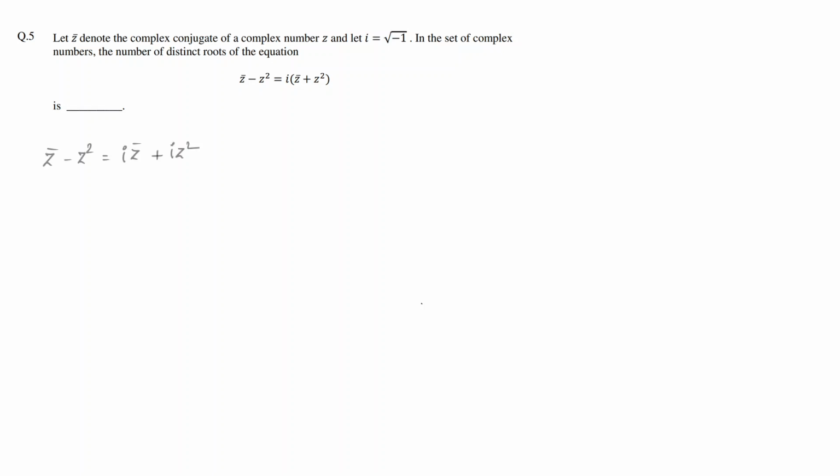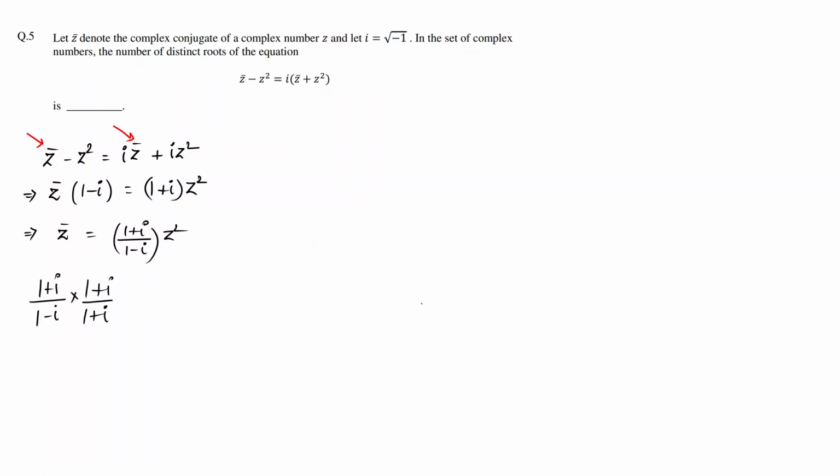Let's start by rearranging the equation. You take the terms which have z bar in them to one side, and you simplify it to this. (1 plus i)/(1 minus i) is going to be iota, right? You can just multiply by the conjugate and check. So you have this equation, the same equation simplified: z bar is iota times z square.